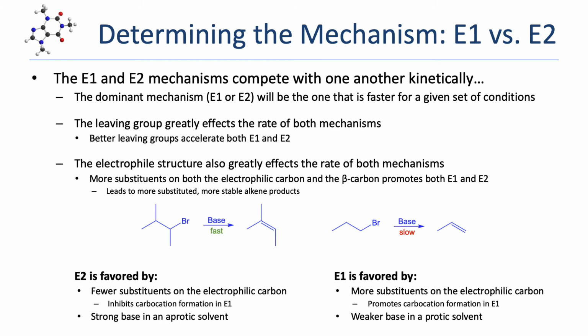E1 is promoted by having a higher degree of substitution on the electrophilic carbon, again because it would stabilize the resulting carbocation. E1 is also favored by a weak base in a protic solvent, and that's why E1 is actually so rare. An elimination, by definition, forms a new pi bond, and that new pi bond is less stable than the sigma bonds that were found in the original reactant.